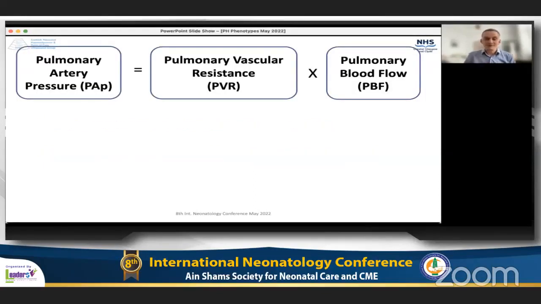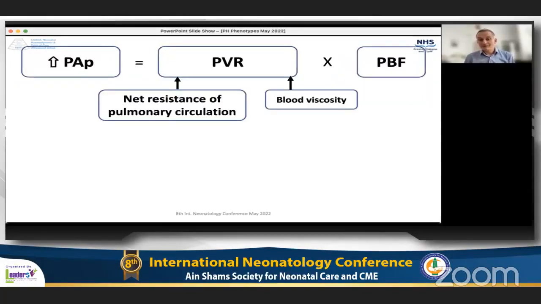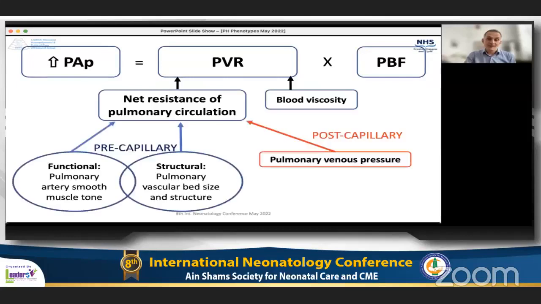Let's think first about the pathophysiology of pulmonary hypertension of the newborn. By pulmonary hypertension, we mean elevated pulmonary artery pressure. And pressure, of course, is the product of pulmonary vascular resistance and pulmonary blood flow. The pulmonary vascular resistance is determined by the net resistance of the pulmonary circulation, as well as a contribution from blood viscosity. And the resistance of the pulmonary circulation in a normal circumstance is predominantly determined by the precapillary elements, in particular, the tone of the pulmonary arterioles. And that has both a structural component associated with the size and number of the pulmonary arterioles, but also a functional element related to the tone of the pulmonary artery smooth muscle.